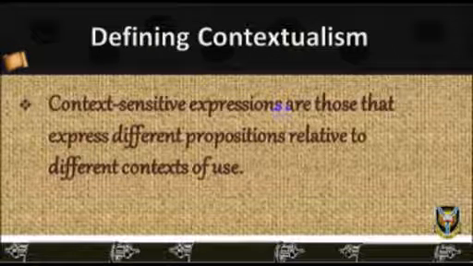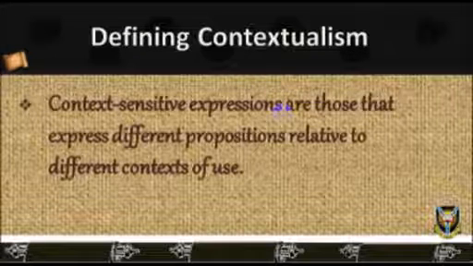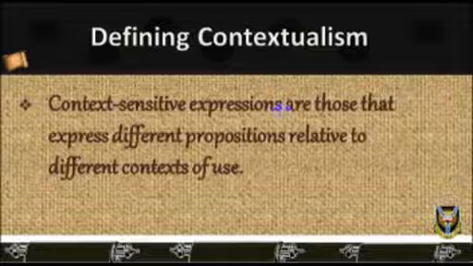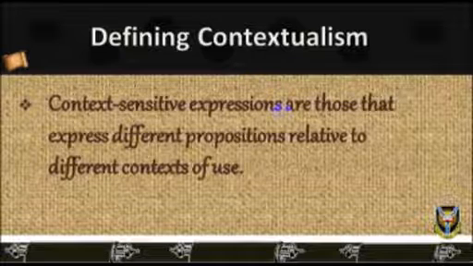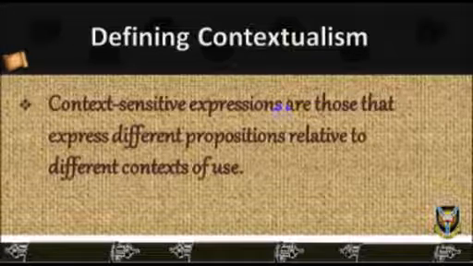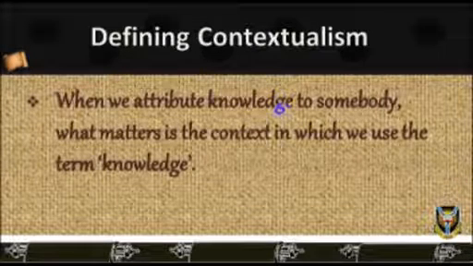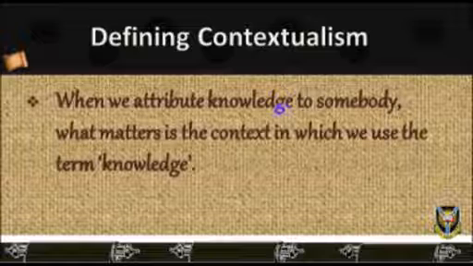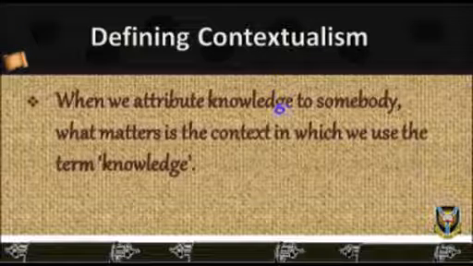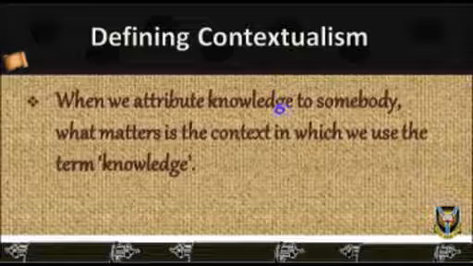The main tenet of contextualist epistemology, no matter what account of knowledge it is linked to, is that knowledge attributions are context sensitive. This is when we attribute knowledge to somebody, what matters is the context in which we use the term knowledge. The standards for attributing knowledge to someone, the contextualist claims, vary from one user's context to the next.